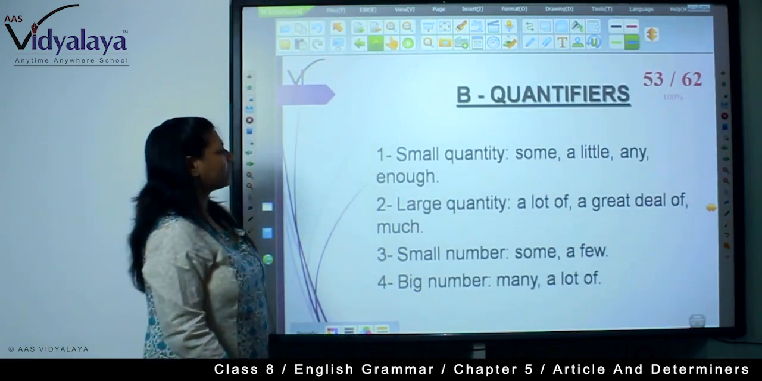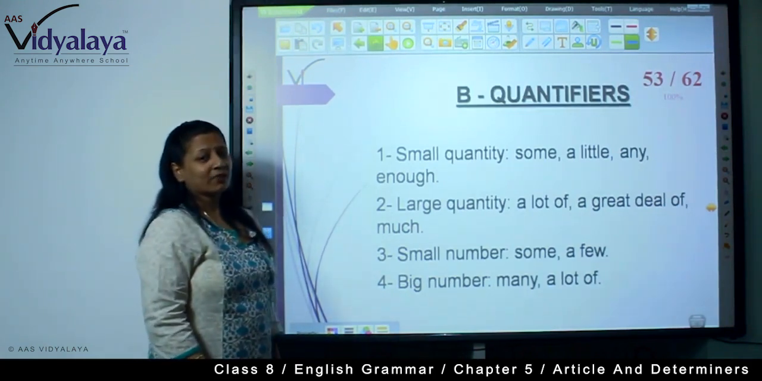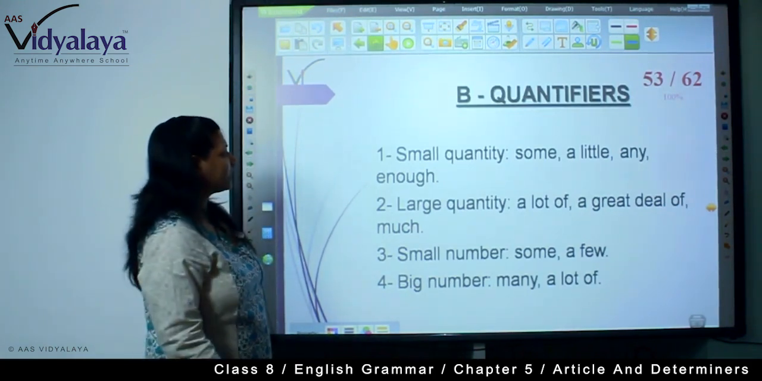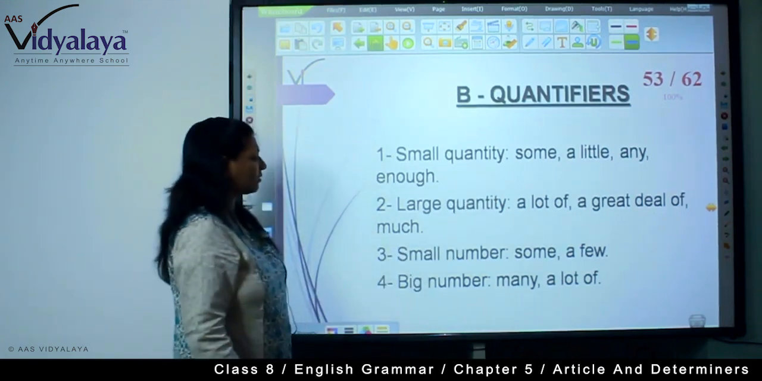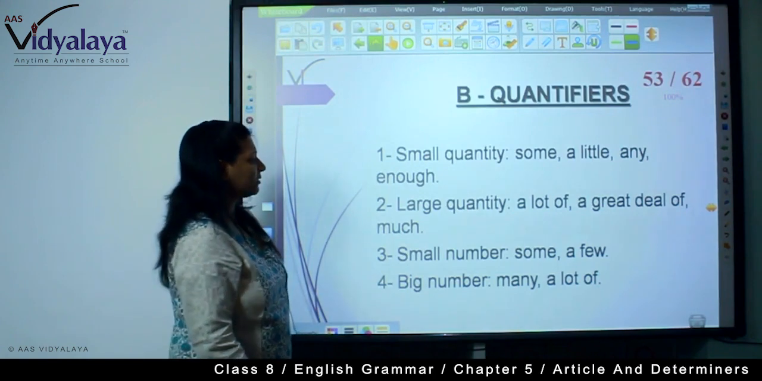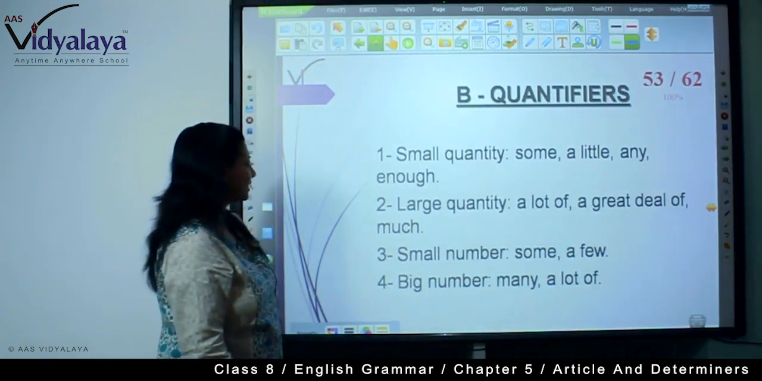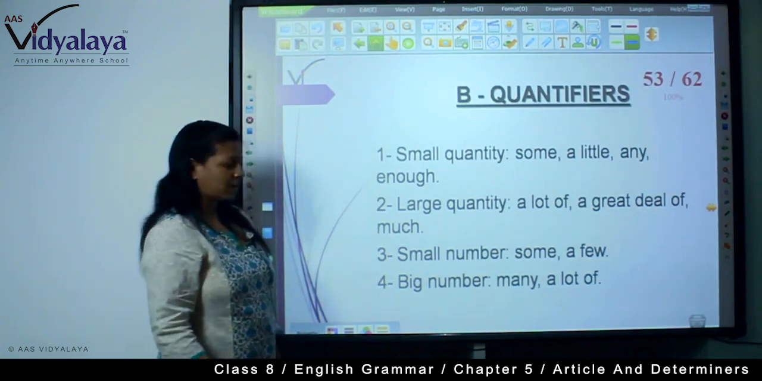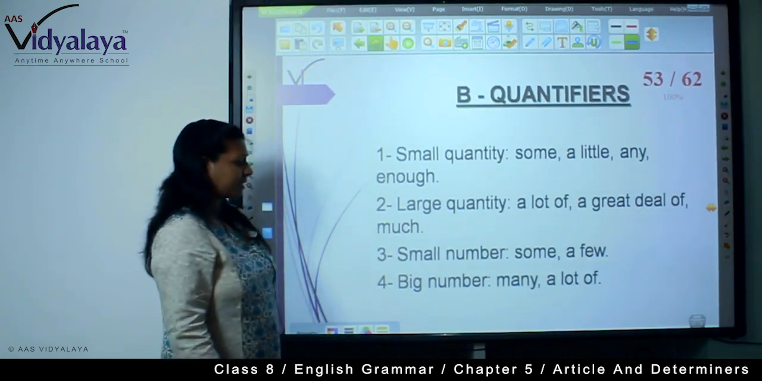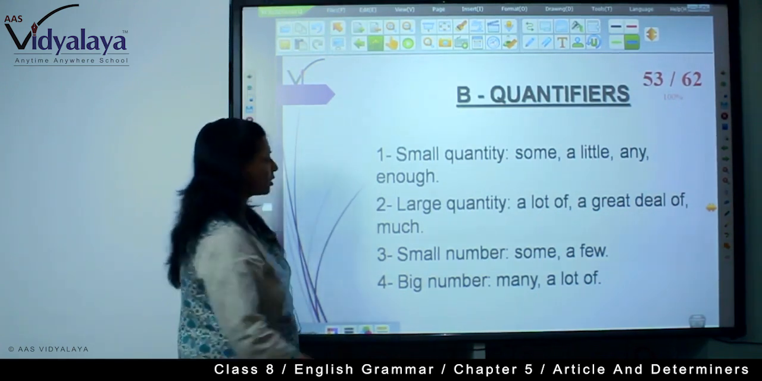Now what are quantifiers? See, quantifiers show quantity. When there is a small quantity, we use some, a little, any, enough. When there is a large quantity, we write a lot of, a great deal of, much. When there are small numbers, we write some, a few. And where there are big numbers, we write many, a lot of.